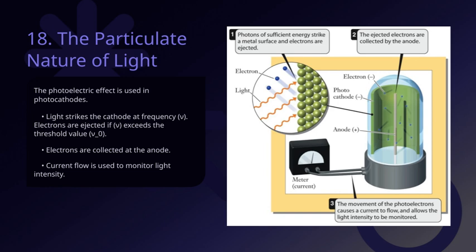It's the basis for how photocathodes work, converting light directly into an electrical signal. Understanding this effect helps us see the particle nature of light, how photons, which are particles, can transfer enough energy to eject electrons. This concept is fundamental in many modern technologies, from cameras to scientific instruments.